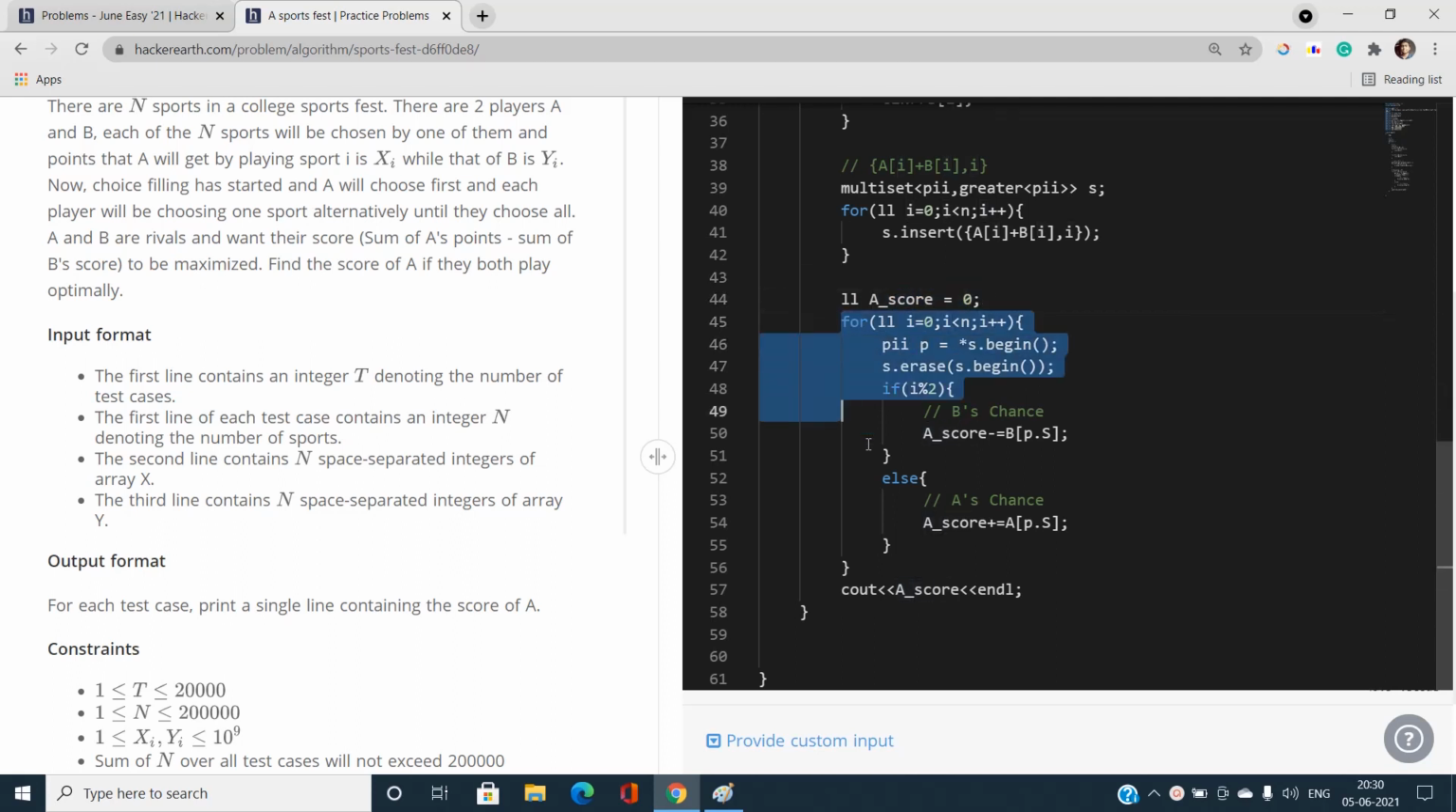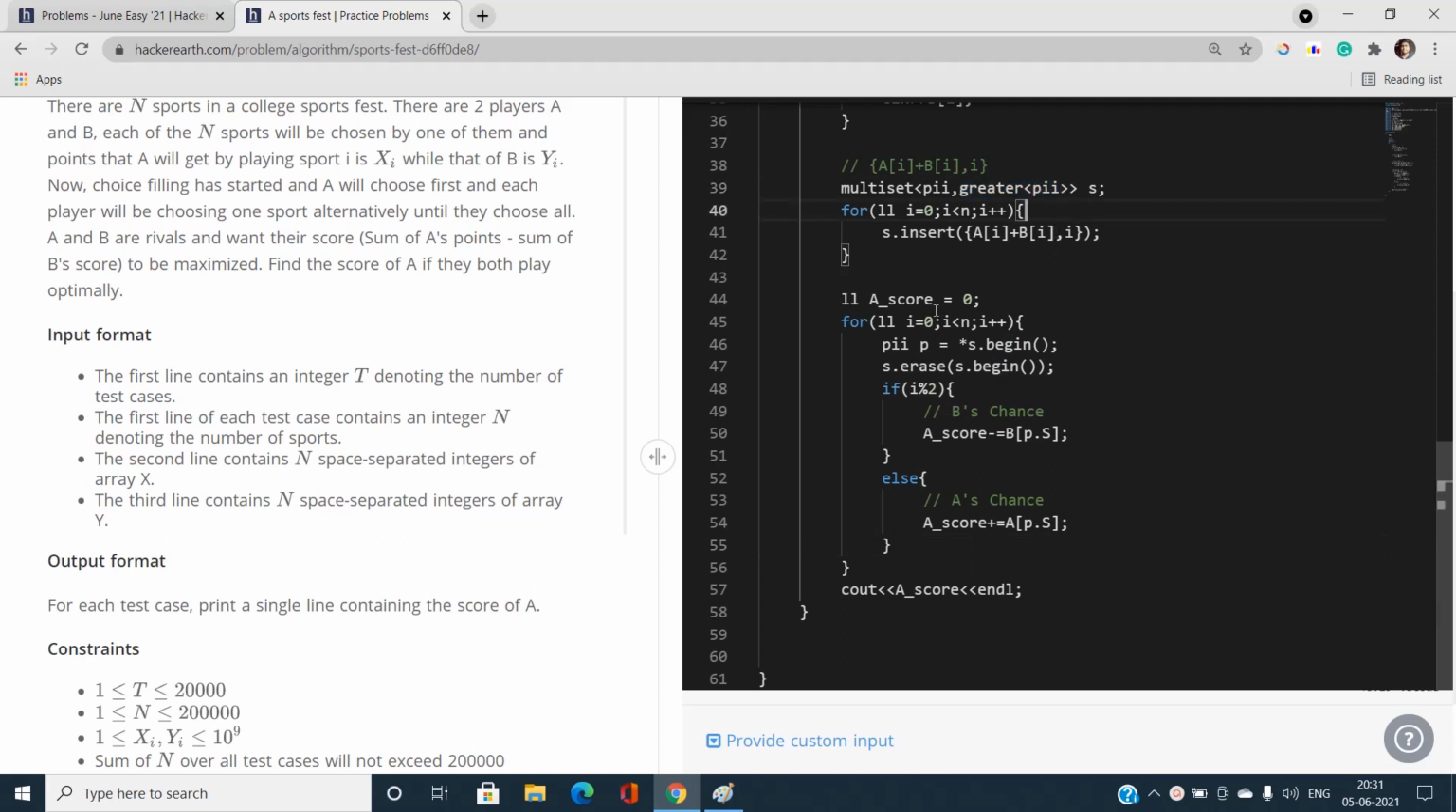For every i in n times, if i modulus 2, that is, on dividing by 2, the remainder comes out to be 1, there would be B's chance, otherwise there would be A's chance. And we need to start from A. So if I start from 0, it will always go to the else part. So A's score will be incremented by p dot s, and p is basically the first element present in this multiset. Note that I have taken the multiset in decreasing order, that is, you can also say non-increasing order.